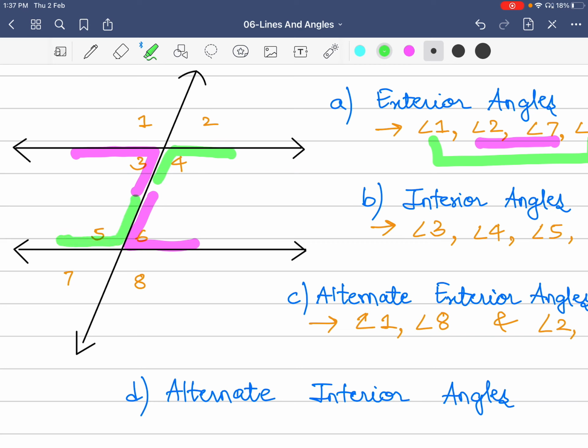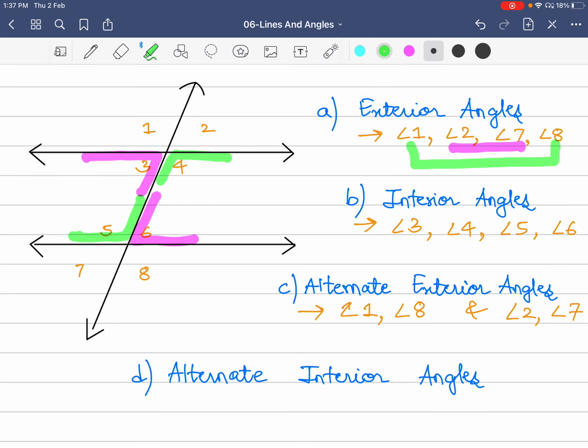Okay, so again our interior angles. There are four interior angles: 3, 4, 5, 6. All these are interior angles, but which of them are alternate interior angles? The ones which lie on the alternate side of the transversal. So once again, let's quickly note it: angle 3, angle 6, and angle 4, angle 5. So these become our alternate interior angles.